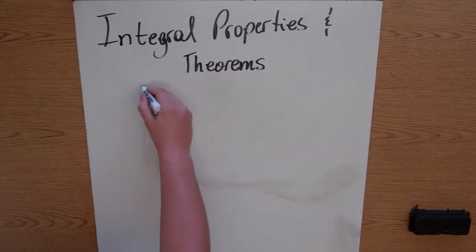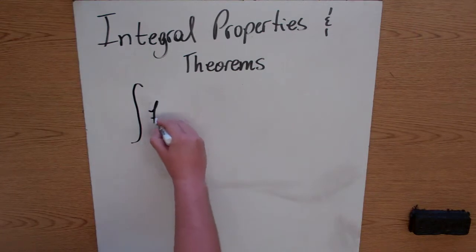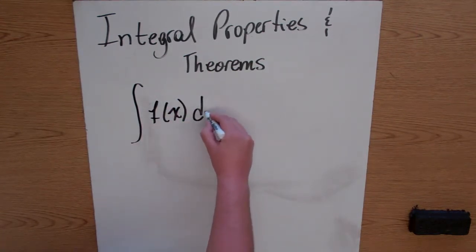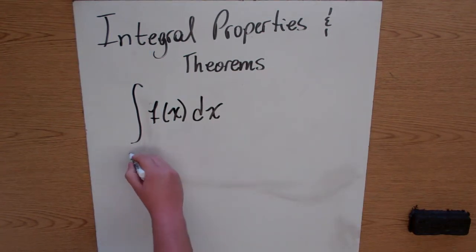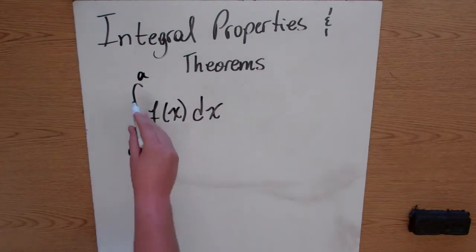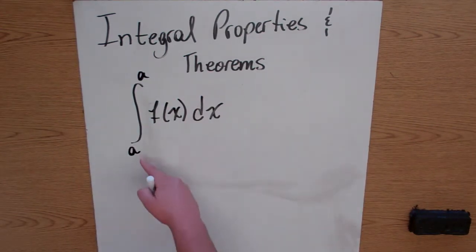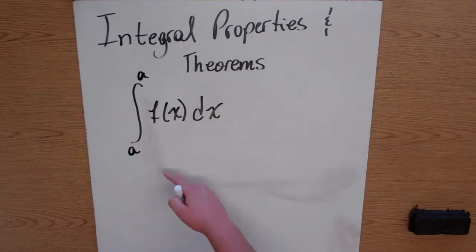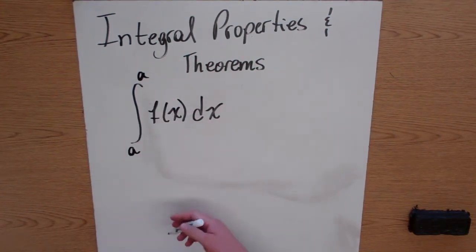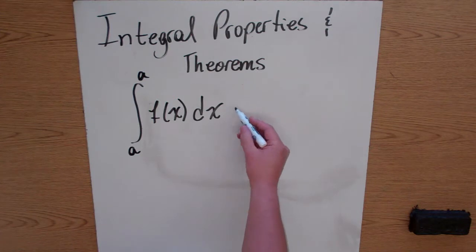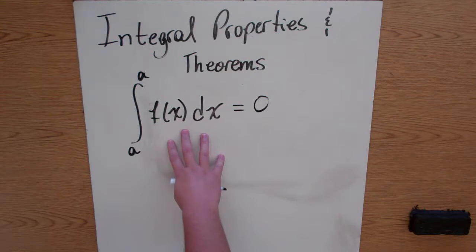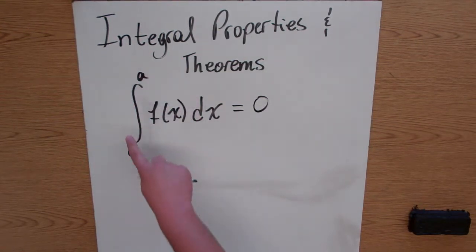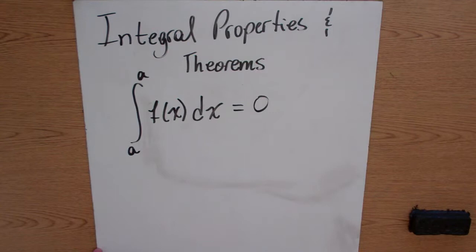First one, if you have the integral of f of x dx, so you're going to take the antiderivative of some function f of x and integrate it from a to a. So from the same number to the same number, like say from 1 to 1 or from 2 to 2. So you're not going anywhere, basically. That will always come out to 0, because think about it, after you do the antiderivative, you're going to do f of this minus f of this, and if it's the same exact thing, it's going to cancel out when you subtract it.